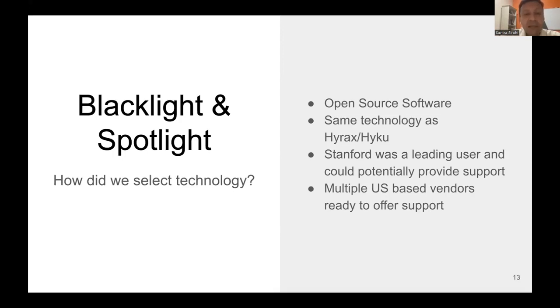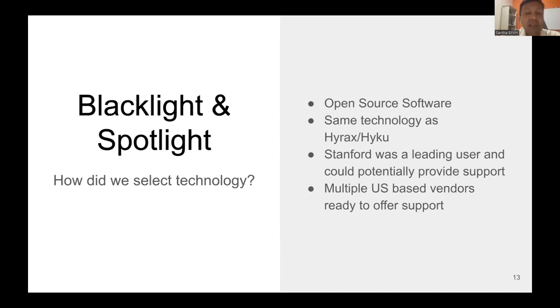So here we went with Blacklight and Spotlight. I think many of you will know this to some extent at least. The equivalent of this is Viewfind. If not Blacklight, you'll know Viewfind. And we went with Blacklight and Spotlight because it was mature. Again, Stanford was a leading user, and they were leading the effort as well. So we felt comfortable with it.